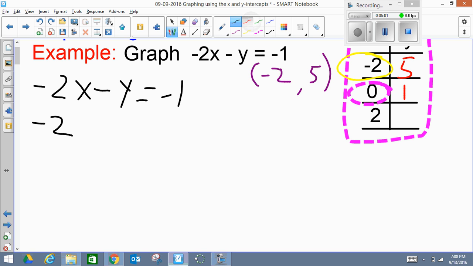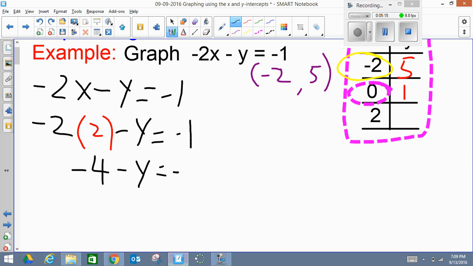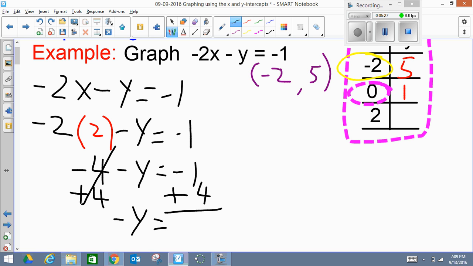Negative 2 times x. Instead of the x, I'll write it replaced by 2 minus y equals negative 1. Negative 2 times 2 is going to give me negative 4. Bring down the y, bring down the negative 1. I got to cancel that 4, so plus 4 on both sides. The left side cancels out. Negative y equals negative 1 plus 4 gives you negative 3.